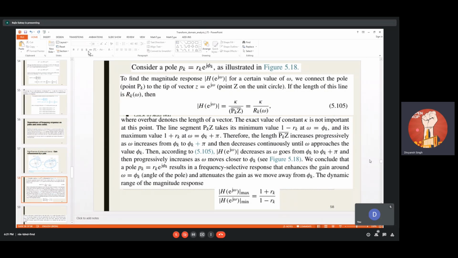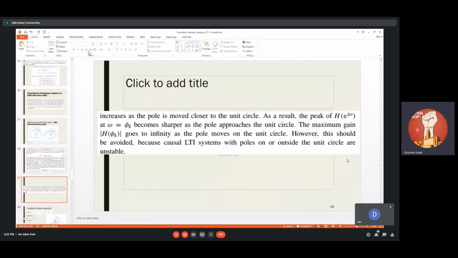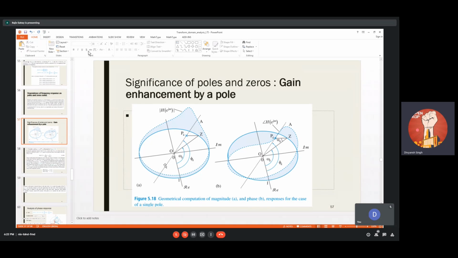So the way the behavior of the magnitude response changes due to a pole is that the pole causes the magnitude response to increase around its neighborhood. How does it increase? Does it increase sharply? Or does it take a maximum value and in the neighborhood fall off gradually? Or does it take a high value and then in the neighborhood fall sharply? What is the nature of that behavior? That is dependent on the location of the pole along this particular line. Where is the pole along this line? Is it closer to the origin or closer to the unit circle?